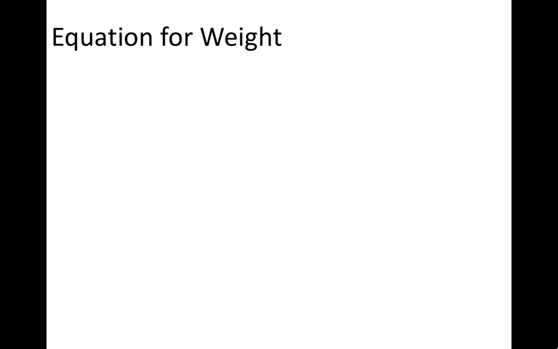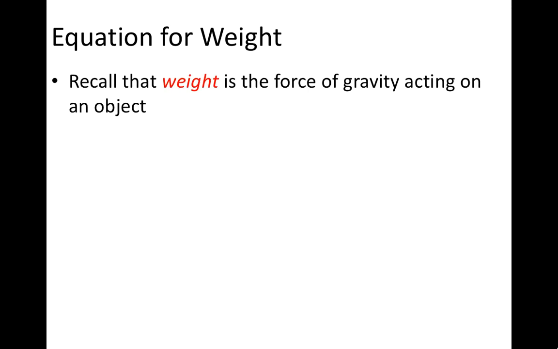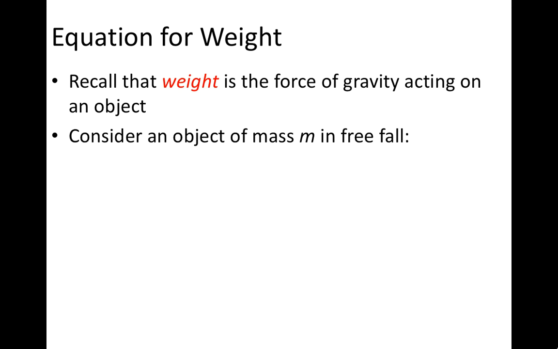So now we're going to introduce the equation for the weight of an object. So remember, weight is the force of gravity that's acting on an object. To figure out this equation, we're going to consider an object of mass m, and we're going to put that object in free fall. So if it's in free fall, our definition says that the object is only experiencing the force of gravity.